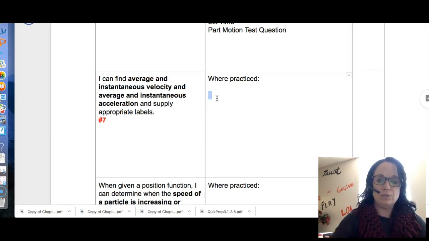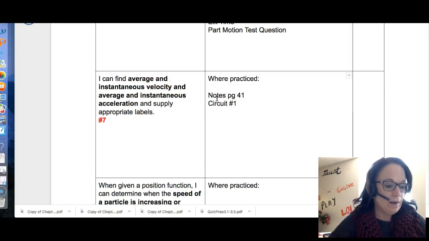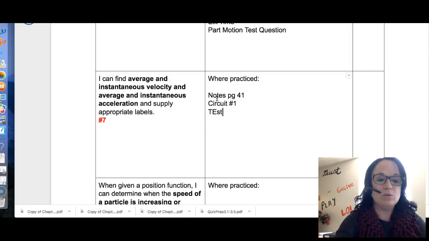But that was notes, page 41, that's discussed. We did a circuit, the first one, where I gave you some graphs and asked you about that. We had that test question, the particle. I'll just go copy this here.